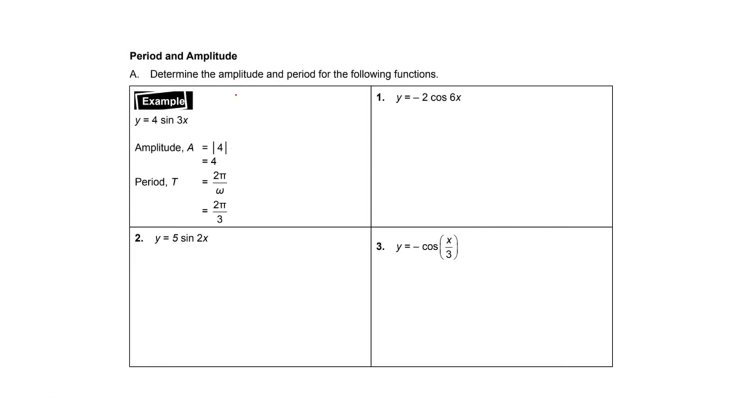Okay, this one is from homework. Period and amplitude. Determine the amplitude and period for the following function. Okay, look at the example. Y equal 4 sine 3x to find amplitude modulus A. So modulus 4 equal 4.